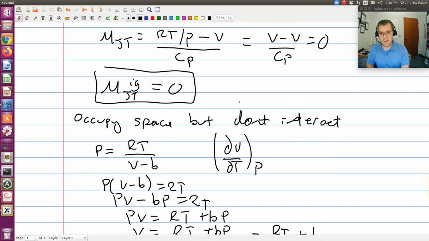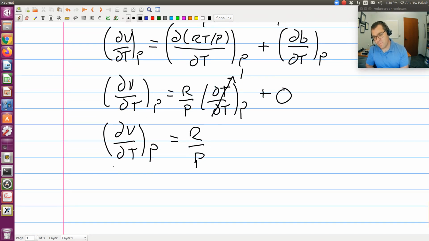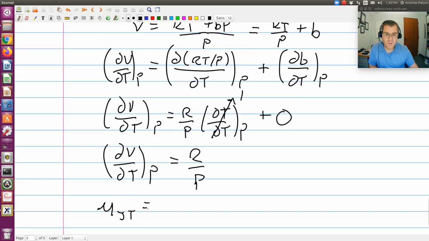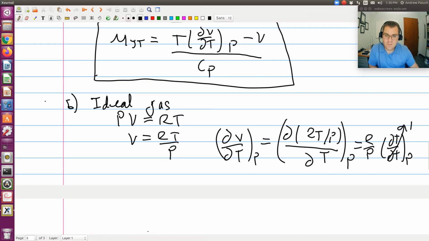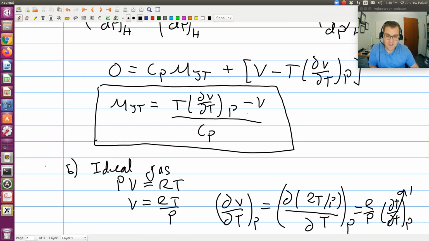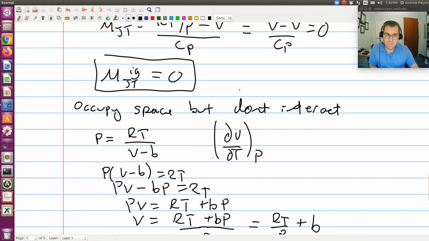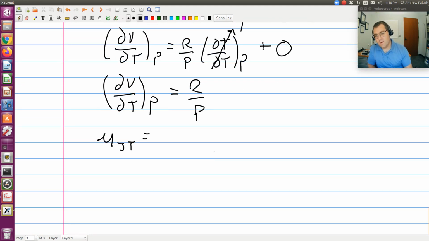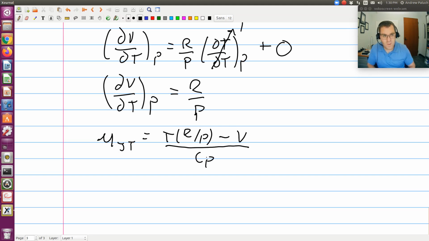All right, so then my Joule-Thomson coefficient, mu JT, is equal to T dV dT minus V, over Cp. So it's going to be T dV dT at constant P, so T times R over P, minus V, and that's all over Cp. All right, so now let's try and simplify this animal.